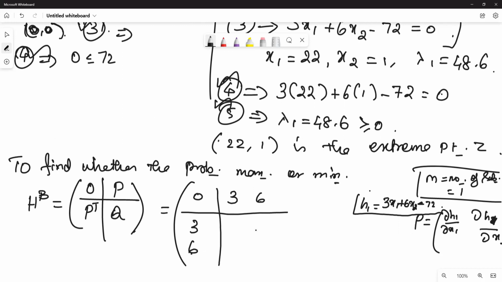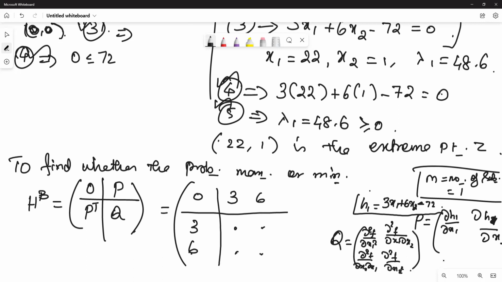What is Q? The order of Q depends on the number of unknowns we have. Here there are 2 unknowns, x1 and x2, so it is a 2 by 2 matrix. So how will you find Q? The diagonal entries are ∂²F/∂x1² and ∂²F/∂x2². Then the next entries are ∂²F/∂x1∂x2 and ∂²F/∂x2∂x1. This is how we'll calculate.